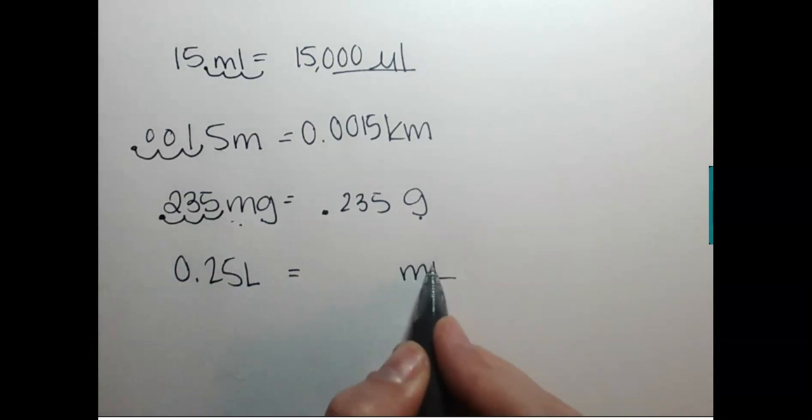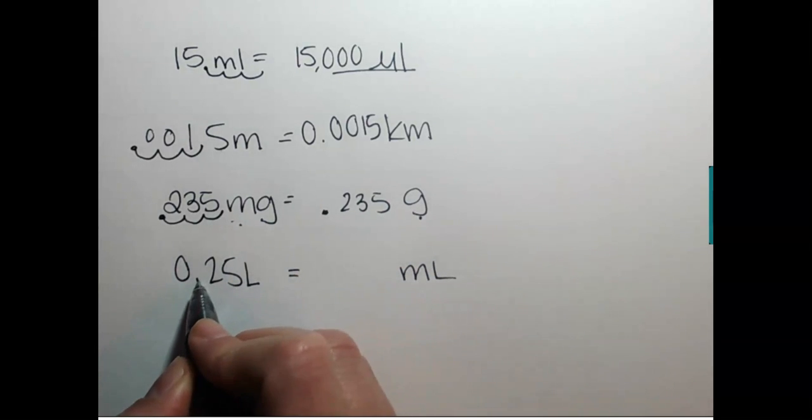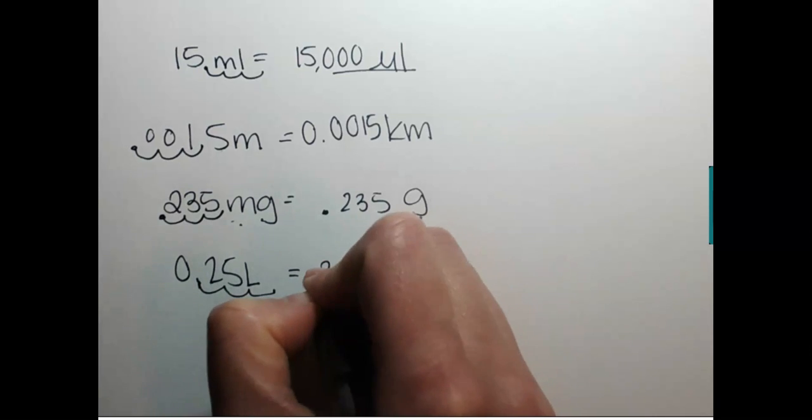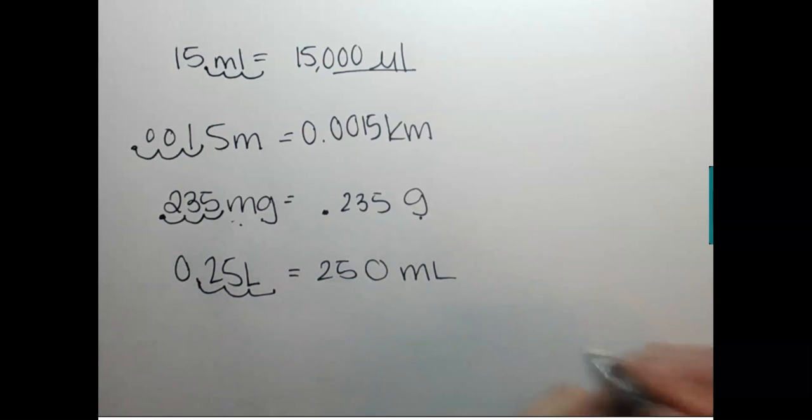Well, there's 1,000 milliliters in a liter. Milliliters is the smaller unit, so I'm going to move in this direction. So that would be 250 milliliters. So hopefully you feel pretty comfortable with that. If not, then make sure you see me so we can review it.